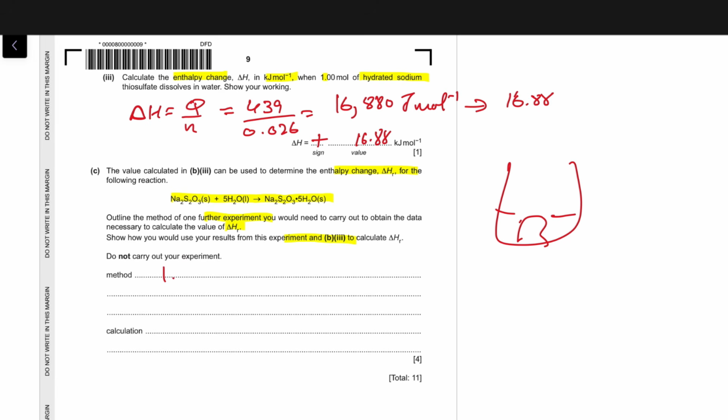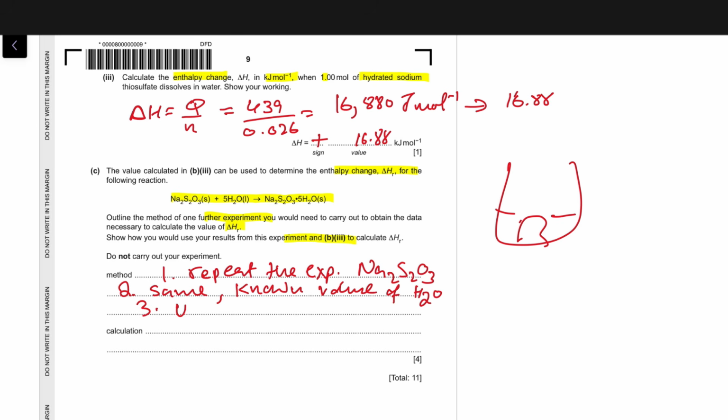Okay, so our first mark would obviously be to repeat the experiment, except with sodium thiosulfate this time. Marking point number 2 is to use the same, not necessarily the same, but a known volume of water. Our third mark would be to use Hess's law. The reason is we can't measure the temperature change directly, because when we dissolve an anhydrous solid, the process would be too fast to get an accurate measure of the temperature.